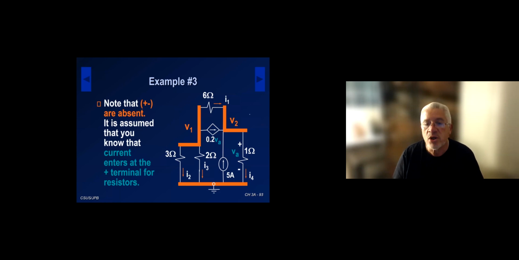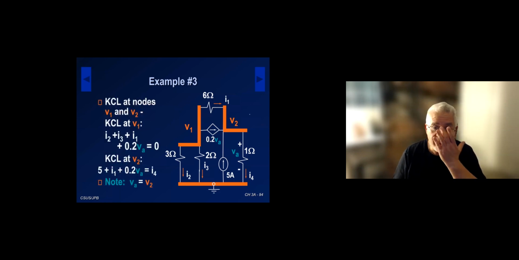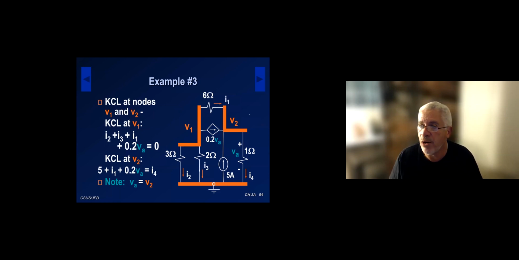So, KCL at node V1: current coming in equals current coming out. In this particular case, all of the currents are coming out. So I have I1. Realize this dependent current source is a current source, even though it depends on a voltage. It's a current source by nature of the arrow. So I1 plus 0.2 VA plus I3 plus I2 equals 0, because that's the KCL at node V1.